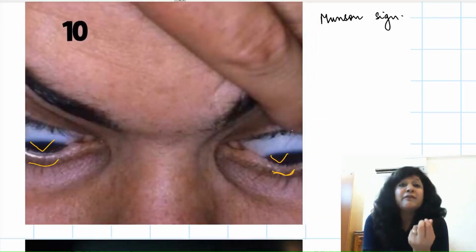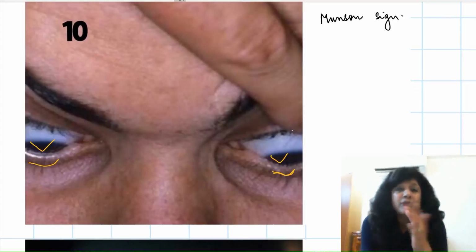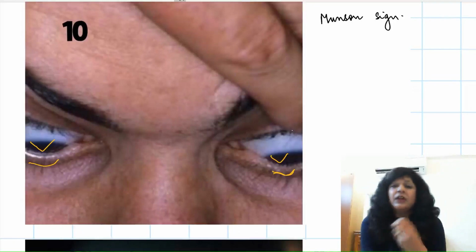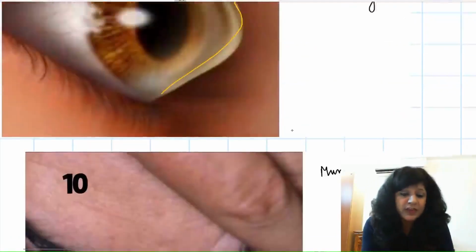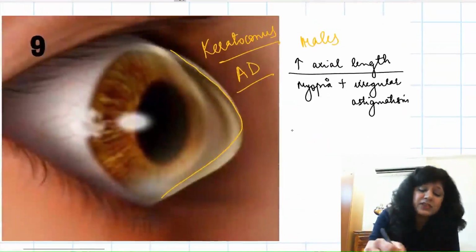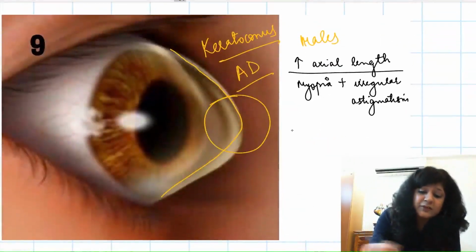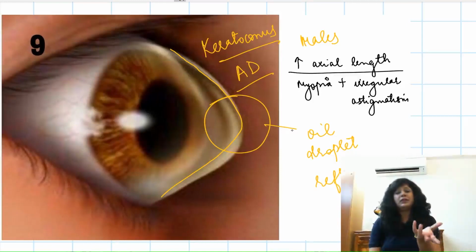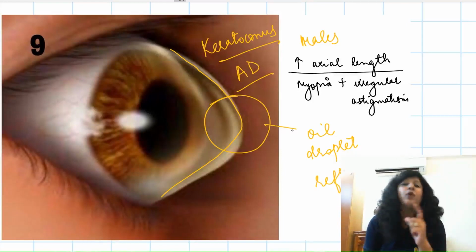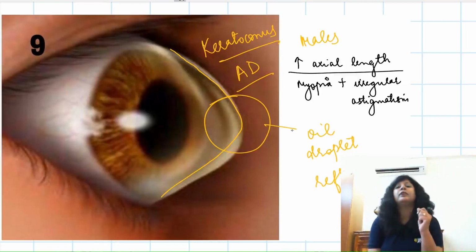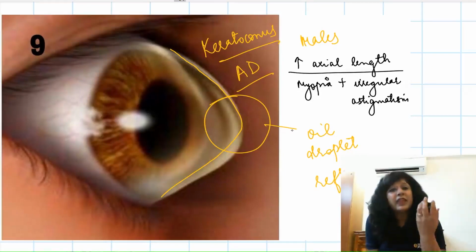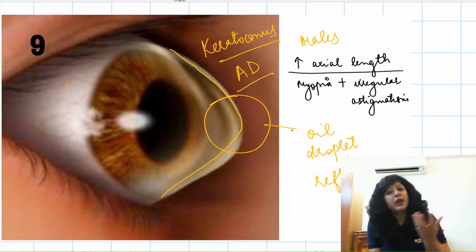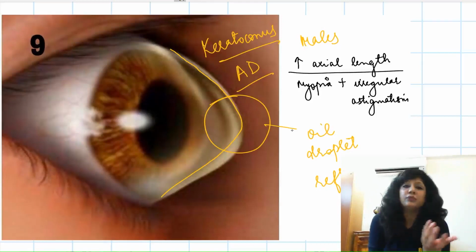We also get the Fleischer's ring, that is iron deposition at the base of the cone. We get the oil droplet reflex. When you see it, this tip of the cornea gives you an oil droplet reflex. Oil droplet cataract is found in galactosemia. So again you get the same names, oil droplet reflex and oil droplet cataract. This is important. And there can be rupture in the Descemet's membrane due to undue stretching, so that can lead to acute hydrops.